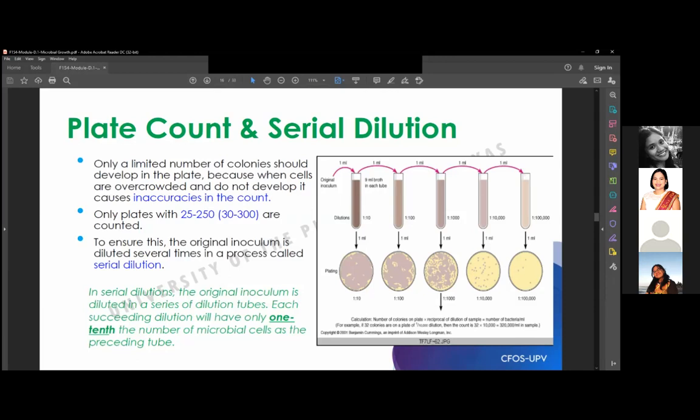So for every dilution, you have to plate your samples. So may plating ka dyan. And you have to look for plates that have 25 to 250 colonies or 30 to 300 colonies. Sila lang yung kino-consider for counting. Okay, in the laboratory class, you will be taught on how to compute for the CFU.